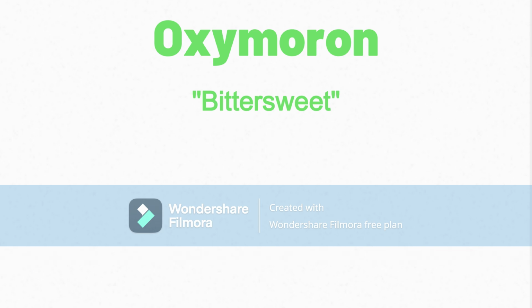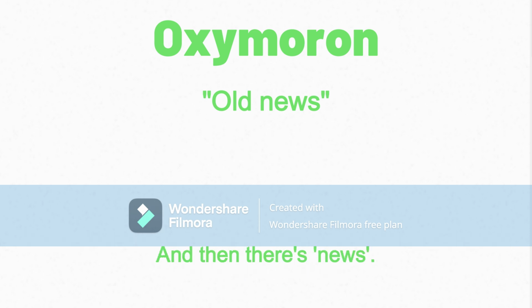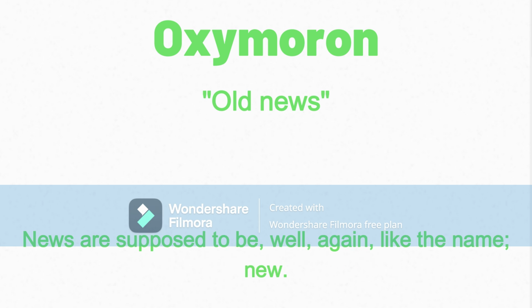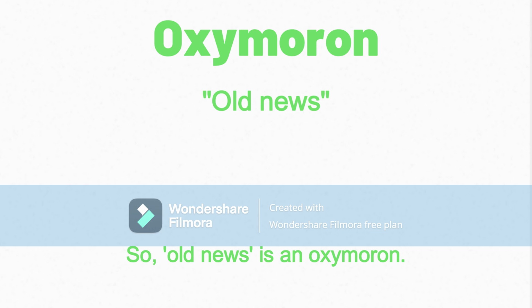And maybe another example of a short oxymoron, we could have old news. Because, well, old is, well, old, it's in the past, stuff like that already happened. And then there's news. News are supposed to be, well, again, like the name, new. Well, stuff about things that has recently happened or had newly happened. So old news is an oxymoron.